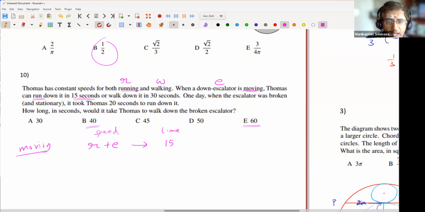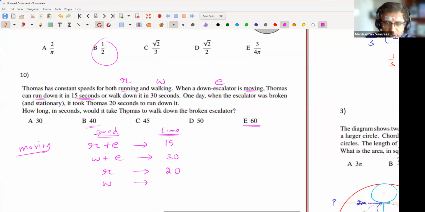Okay, and with R plus W, he can walk down in 30 seconds, right? So he's going with the escalator. With W plus E, he can travel at a smaller speed, therefore longer time. One day when the escalator was broken, which means the E is not there, it took 20 seconds for him to run down. So just running was 20. And then how long would Thomas take to walk down the broken escalator?